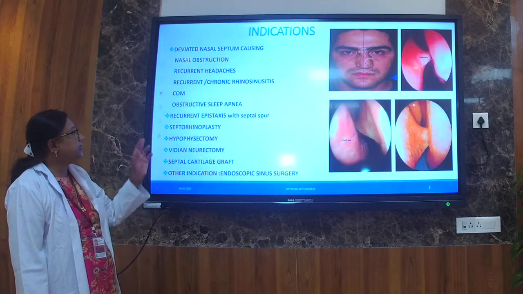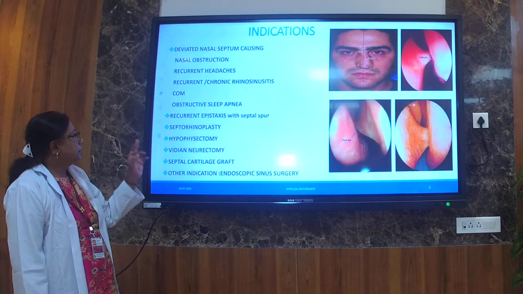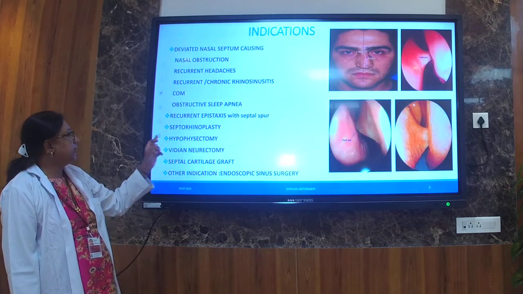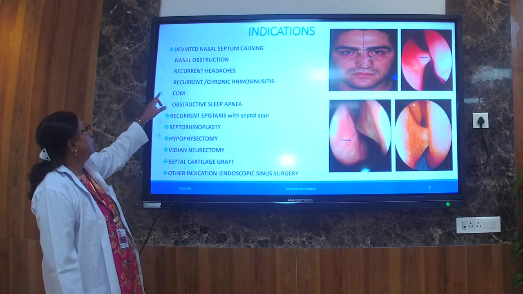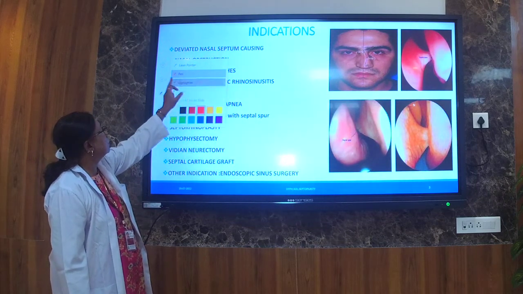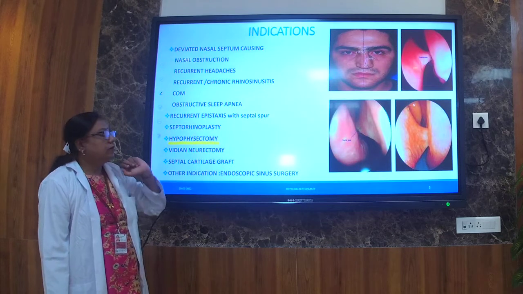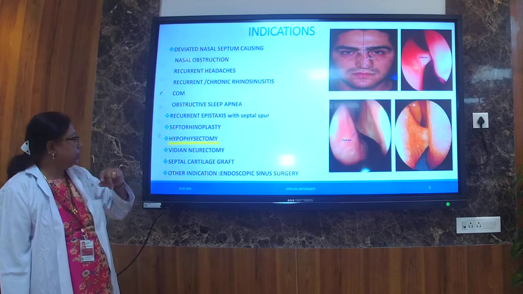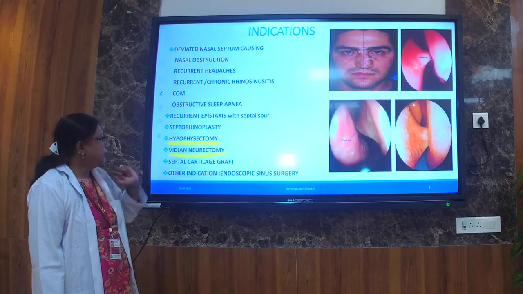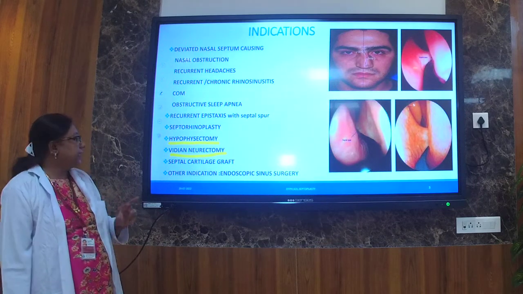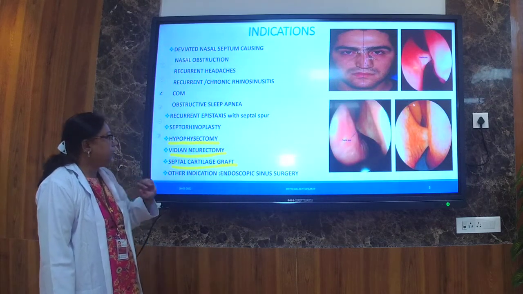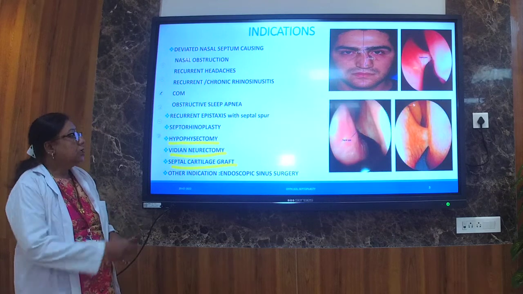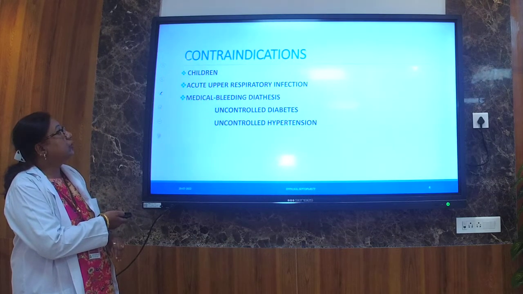Now next is recurrent epistaxis with septal spur. When we are doing septorhinoplasty, we have to do a septoplasty. Hypophysectomy, that means any skull base surgeries, we can go through by doing septoplasty. Otherwise, median rhinectomy, even in this we can go. Next is when we are taking a septal graft, at that time we have to do a septoplasty. Another indication is endoscopic sinus surgery. So these are the indications where we do septoplasty.